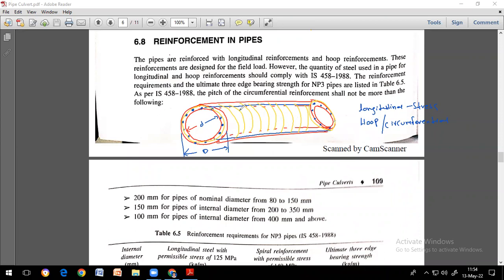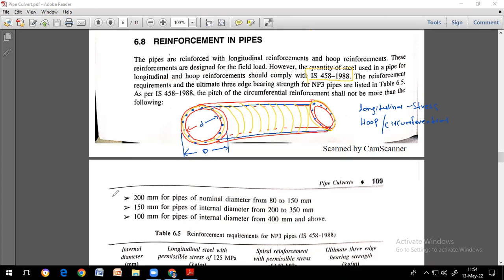Okay, so these reinforcements are designed for the field load. However, the quantity of steel used in the pipe for longitudinal and hoop reinforcement should comply with the code IS 458:1988. So ఈ code చెప్తుంది. Okay, so now let's see what spacing of circumferential reinforcement and longitudinal reinforcement is to be provided as per the code. Code ఎంత spacing provide చేయమంటుంది reinforcement అనేది చూద్దాం.